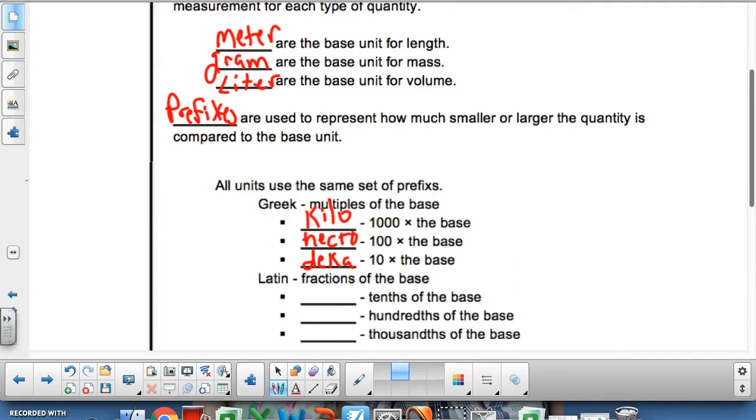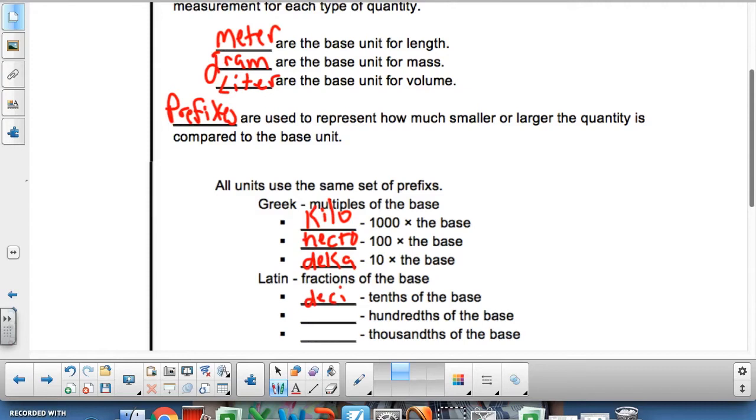If you're looking at something smaller than your base unit, 1/10 of the size of your base unit is deci. Oh, got a random little line there. Let me erase that. Well, I'd like to. Okay, whoops. That was deca. Smaller, 1/10 of it smaller is decimeters or decigrams or deciliters.